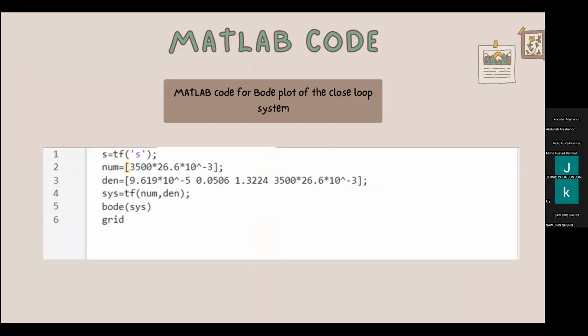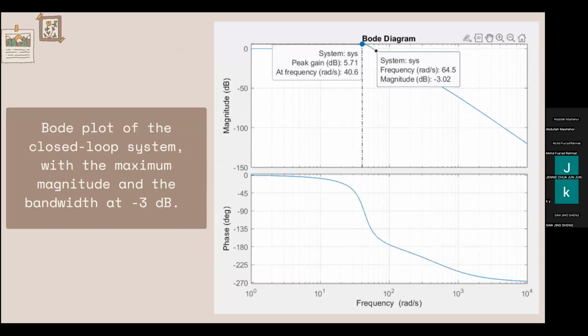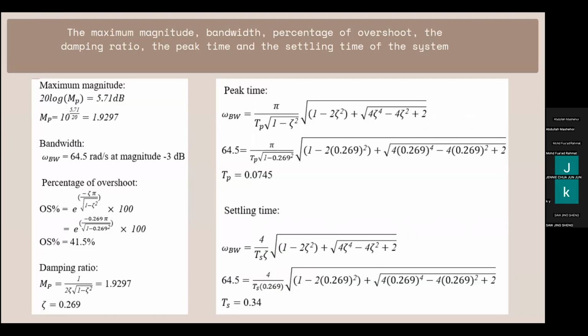the MATLAB code plot for the closed loop system. And this is the closed loop system. We got the peak gain here also. Peak gain is 5.71, and the frequency when the magnitude is minus 3 dB, we got 46.5. Next, we use these values to do the calculation to obtain the settling time and the peak time.